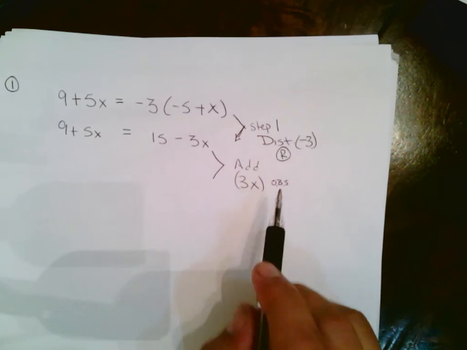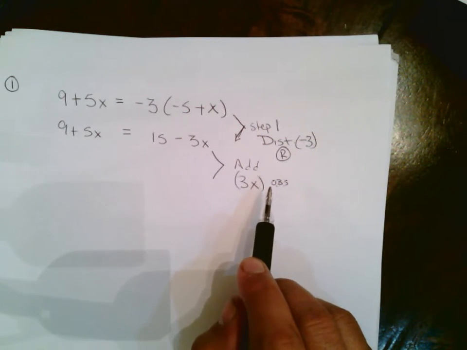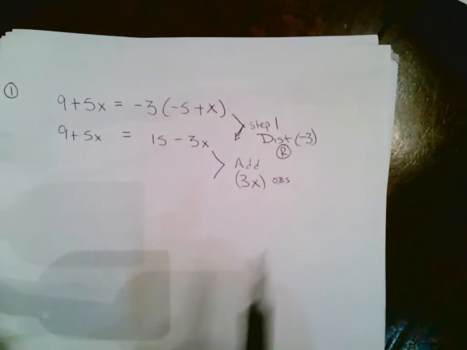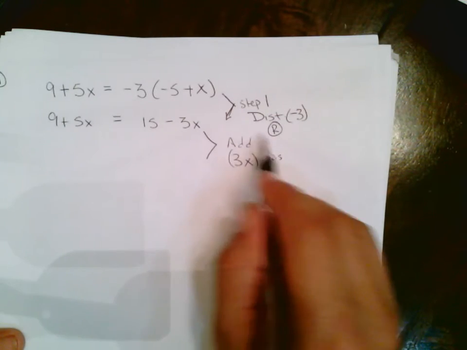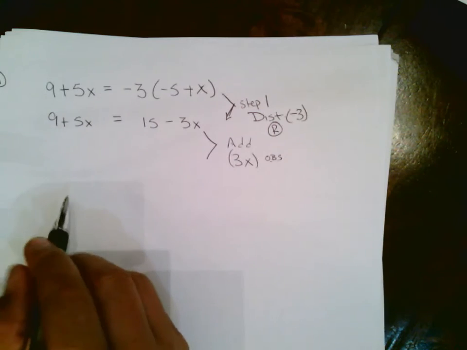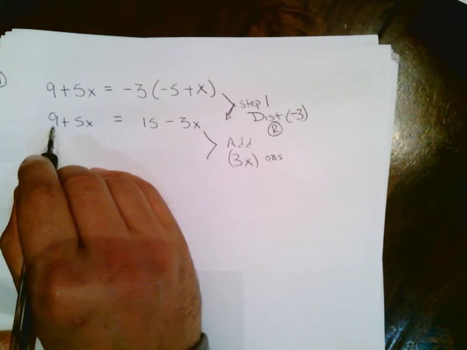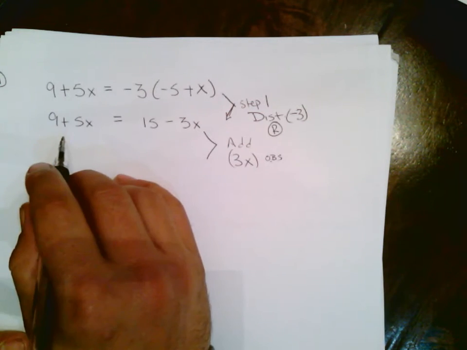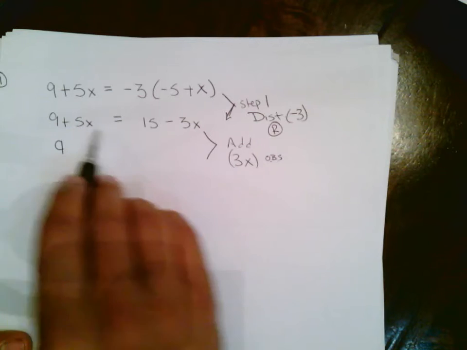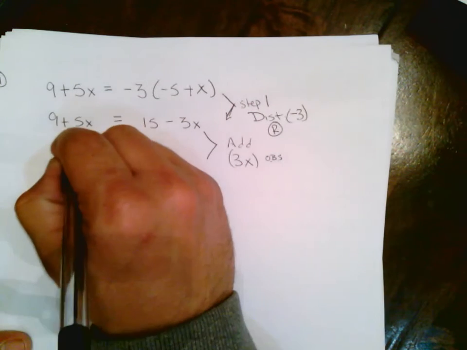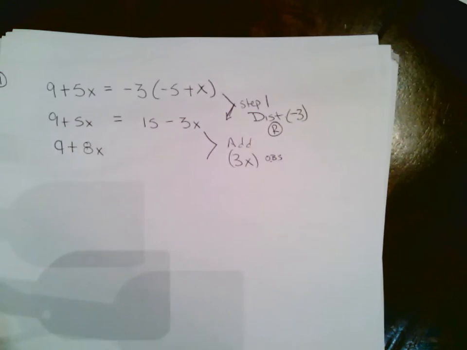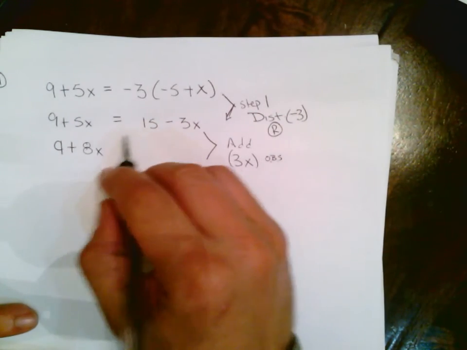By writing these little notes to myself of what's happening, I can actually then do the work right here. We're not going to do this forever, but it's going to be a great way for me to know what to do. So I have 9. If I add 3x to that, I can't combine that, so I'm just going to bring my 9 down. And then I have my 5x plus 3x is a total of positive 8x. On the right hand side, I have 15.